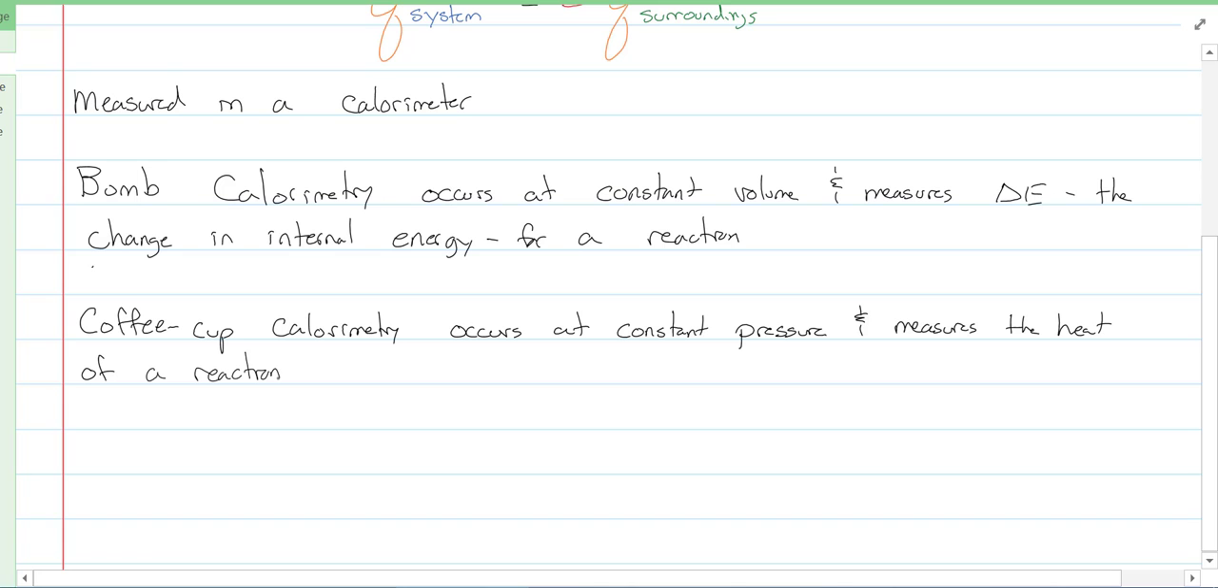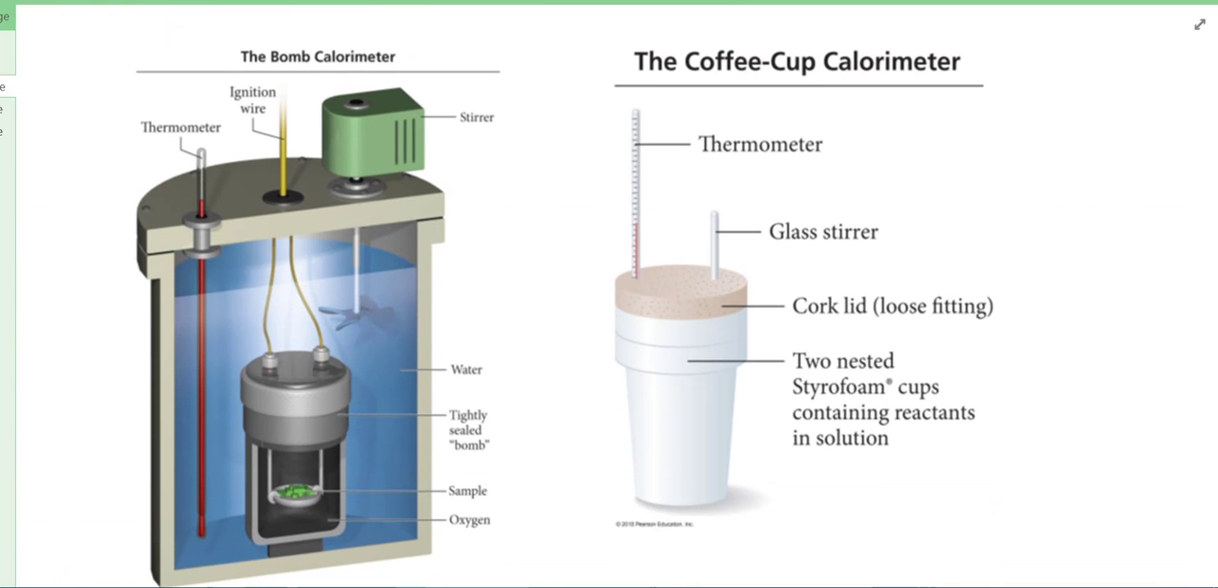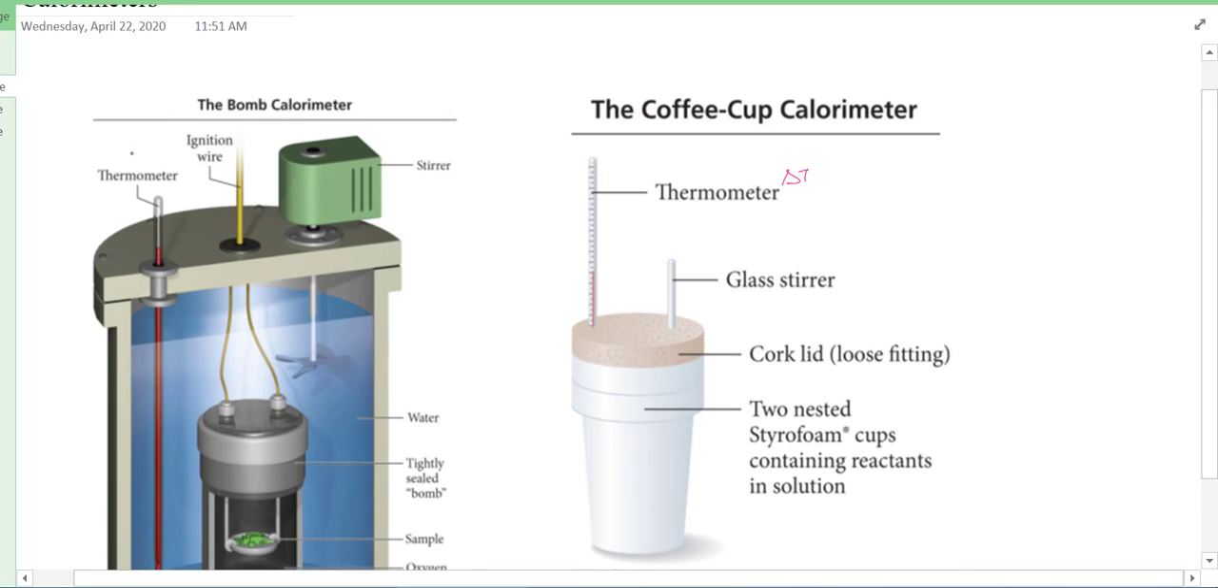Well, what does that look like? Well, here's what they look like. You have a bomb and a coffee cup. The coffee cup is just what you think of. So let's look at the coffee cup one first. You have a thermometer to measure the heat transfer, right? The temperature change. There's where we get delta T from. Both of these get a delta T. There's the thermometer delta T. The bomb also gets a delta T.